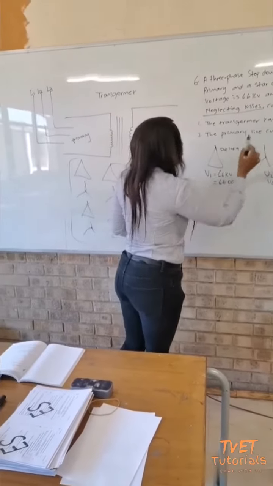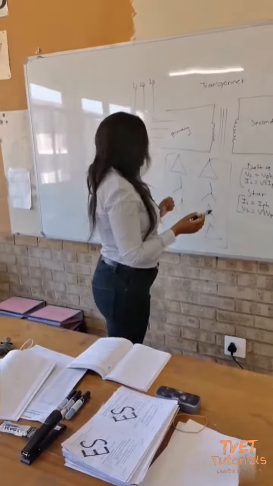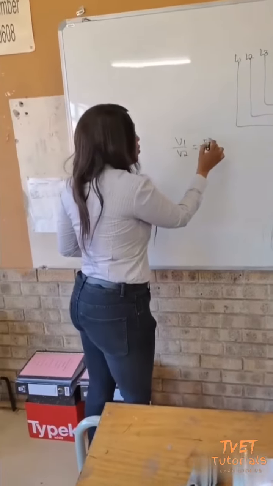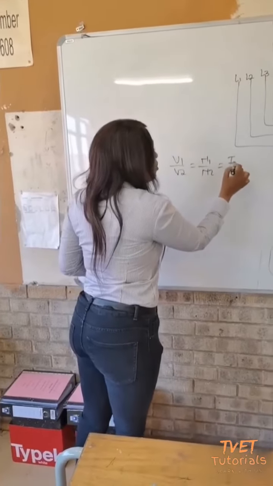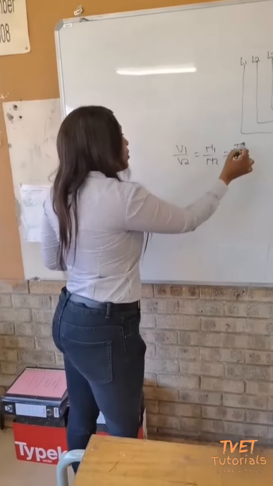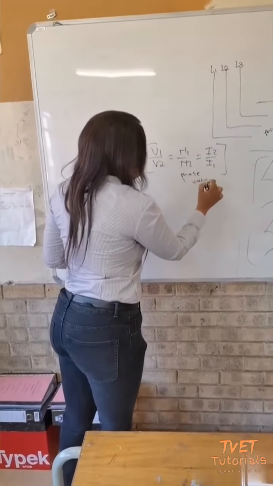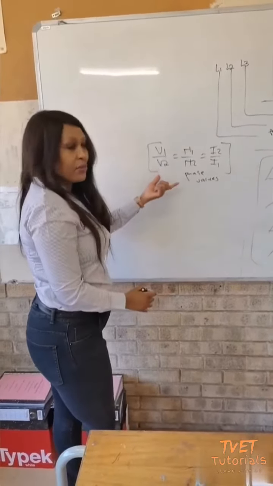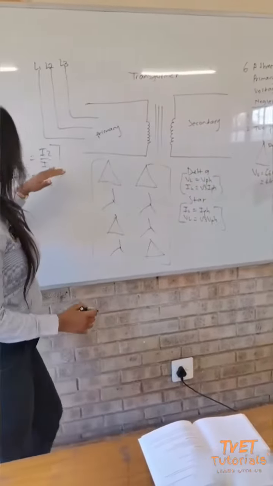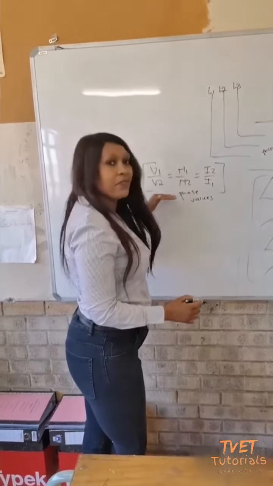So we need to calculate, number one, the transformer ratio. We have a formula for calculating transformer ratios. It says V1 over V2 equals N1 over N2 equals I2 over I1. Current will be inverse. So in three-phase, you only use phase values when calculating using this formula. You do not apply a line value in this type of formula. So all the values that you substitute here must be phase values.